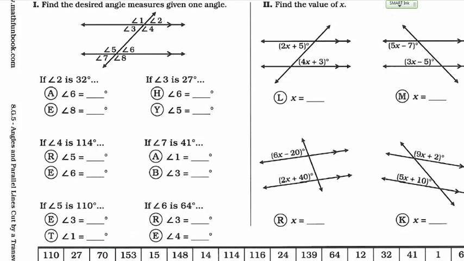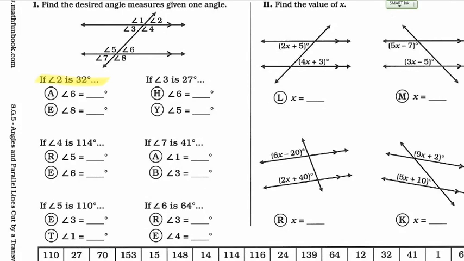Okay, so here's a worksheet that I have talking about parallel lines being cut by a transversal, and so we can use those theories about parallel lines and transversals to find the measure of angles if we're given a particular piece of information. So let's take a look at that first problem there. It says if angle 2 is equal to 32 degrees. So we're looking at that one right there.